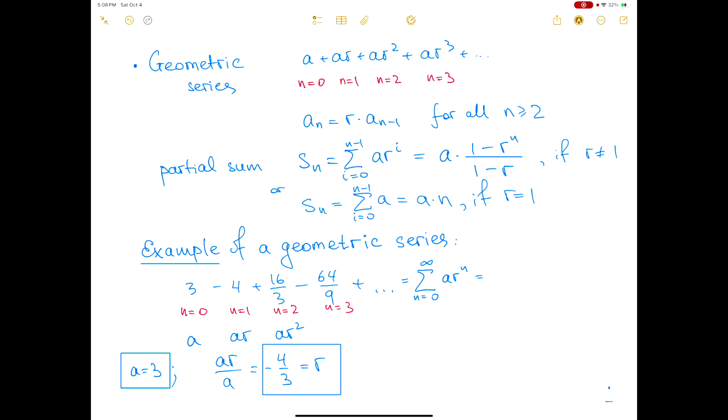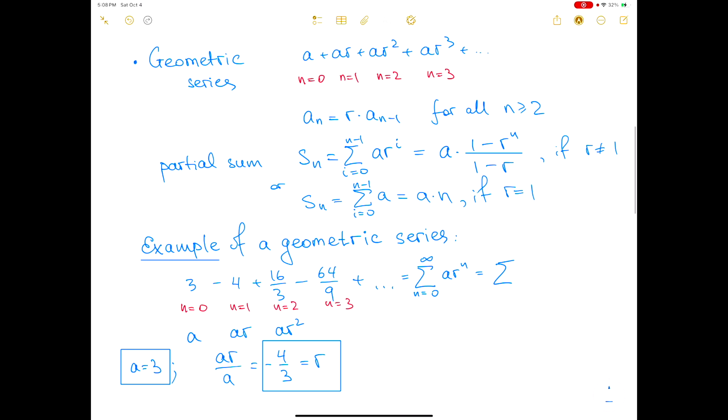Therefore, the formula for this geometric series is the sum as n changes from 0 to infinity, of a, which is 3, multiplied by r, minus 4 over 3, raised to the power of n.